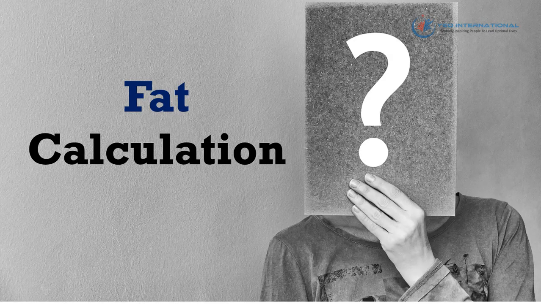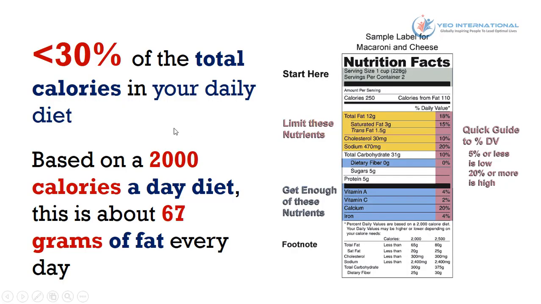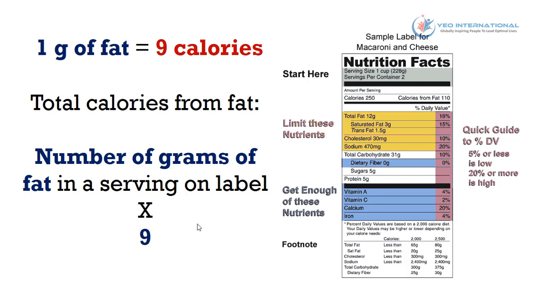Moving on to the last part, how do you calculate your fat intake? As a guideline, less than 30% of your total calories in your diet should come from fat. So based on a 2,000 calories a day diet, this is about 67 grams of fat every day. Of course, if you consume less than 2,000 calories, you can adjust the ratio accordingly. 1 gram of fat provides 9 calories. So total calories from fat can be calculated by calculating the number of grams of fat in a serving on the label, and then you multiply it by 9, since 1 gram of fat is 9 calories.